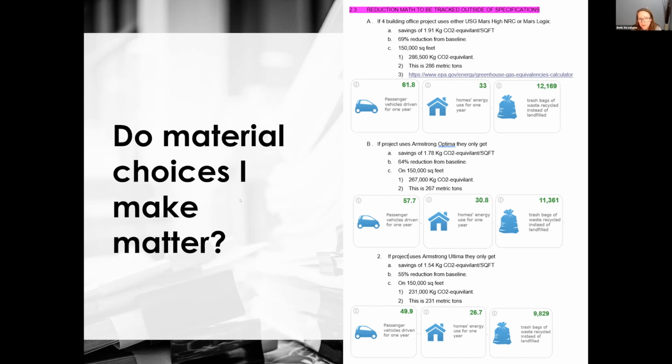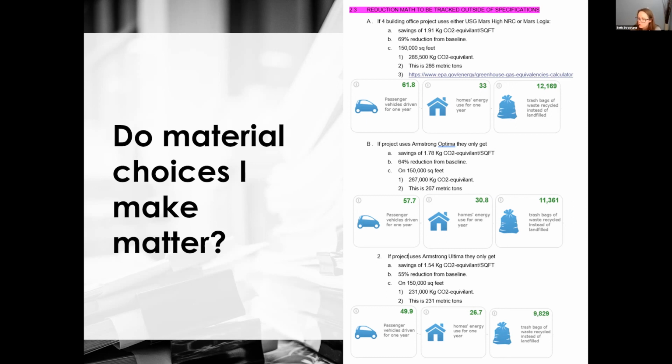So it does matter. And you don't have to take big liability leaps and use materials you've never used before. Just look up the materials that you use now. What gyp do you use? What acoustical ceiling panels do you use? What hollow metal doors do you use? And look at which one is lower embodied carbon.